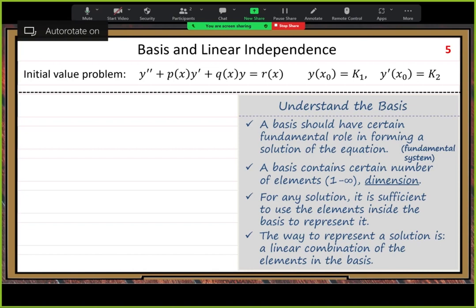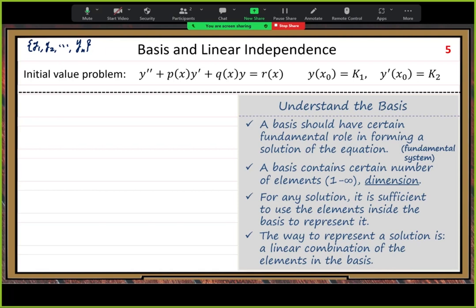Let me consider a special case. We have a basis with a certain number of elements, let's say y1, y2, ..., yn. We have one basis for a homogeneous linear ODE system.